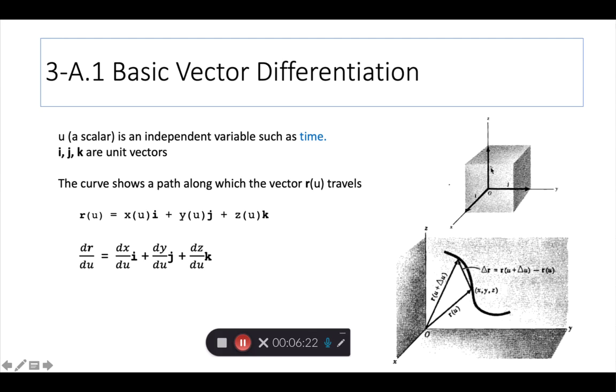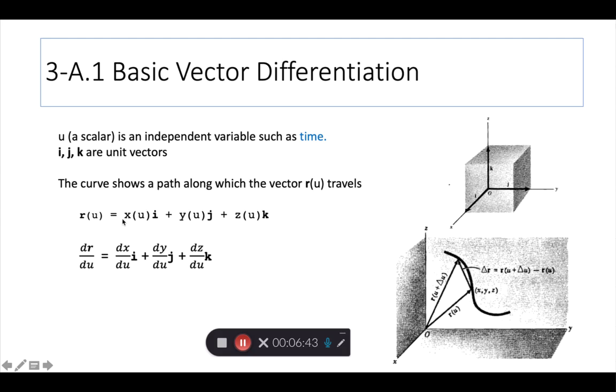Okay, i, j, k are here. So if this is the function of this particular vector, and it travels right along that path, then the derivative is defined like this. So that's what I wanted to introduce to you.